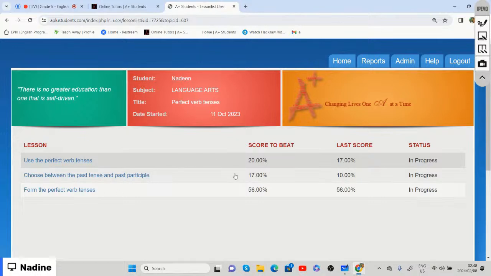All right, so that is the end of our lesson on perfect verb tenses, right? And we said that when it comes to tenses, we literally speak about the present, past, and future tenses. So the perfect verb tenses are about present tense, past tense, as well as future tense. But this is now the end of our lesson, grade 5.